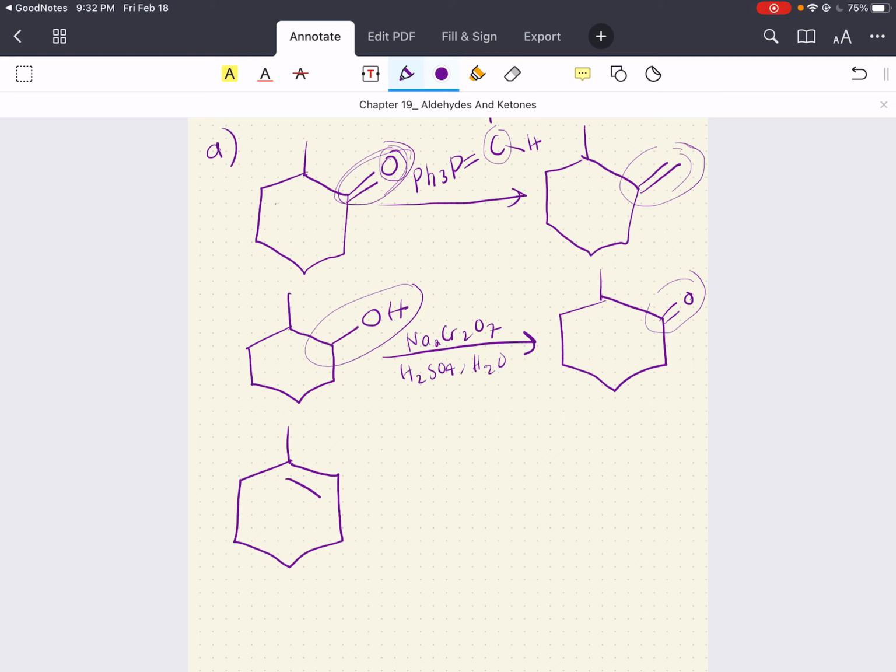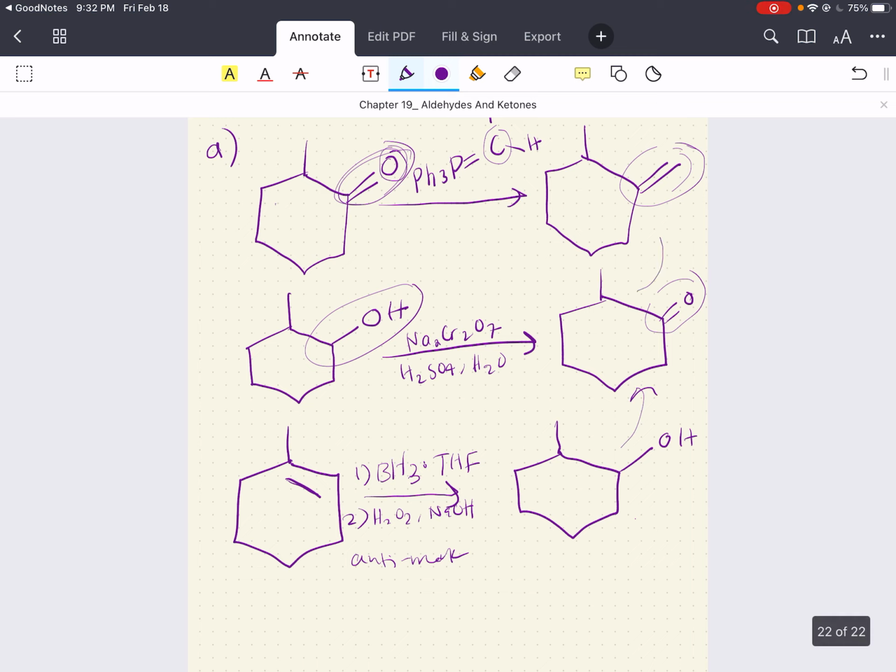If we happen to have a double bond here, for example, we can do some hydroboration oxidation, THF and H2O2 and sodium hydroxide. And guess what? This is going to add, via anti-Markovnikov, an alcohol group to that double bond. So if maybe we had a double bond right here, we would know how to get an alcohol group attached there, and then we could take that alcohol group, convert it to a carbonyl, and then we know how to take that carbonyl and convert it to a double bond.